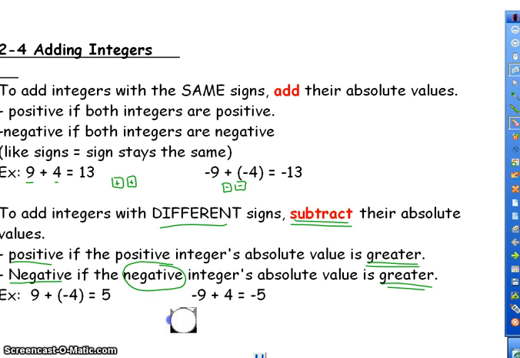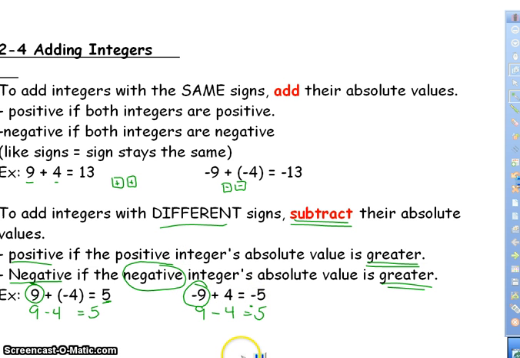Okay, so if you look at these two examples, I have a 9 plus negative 4. So I have a positive and a negative, and I'm going to take the absolute values. So I'm going to take 9 minus 4, which does equal 5. Okay, and then the number that's furthest from 0 is 9. So that's why my answer is going to be positive. Over here, I'm doing the same thing. Absolute value of negative 9 is 9 minus absolute value of 4 is 5. But this time, my negative 9 is furthest from 0. The absolute value is larger. So my answer is going to be a negative 5.